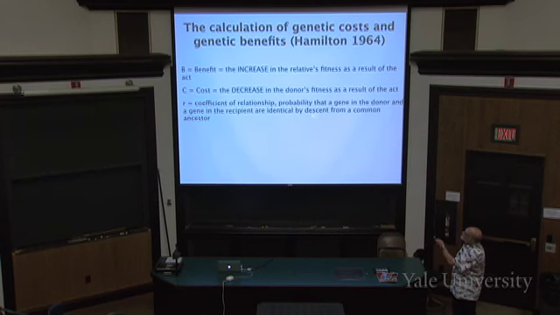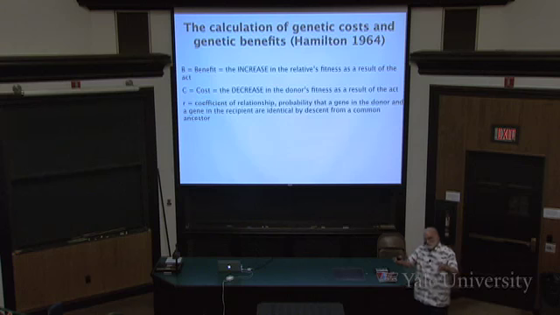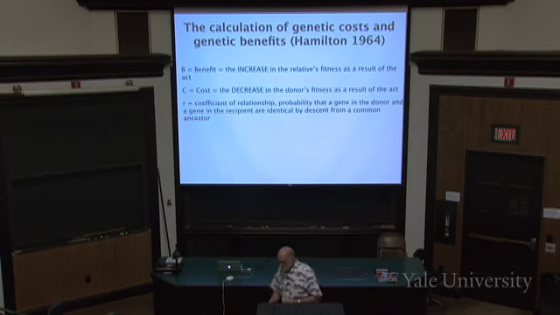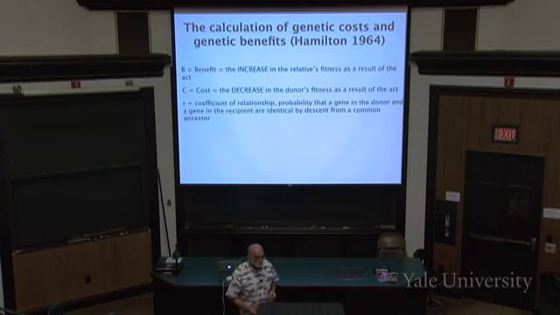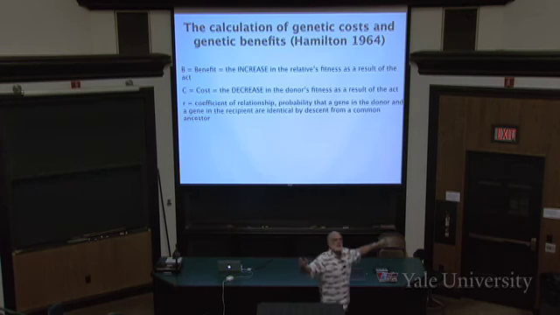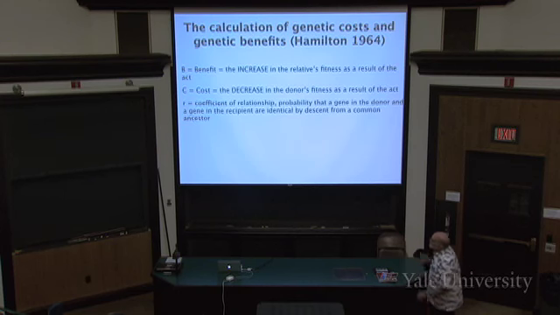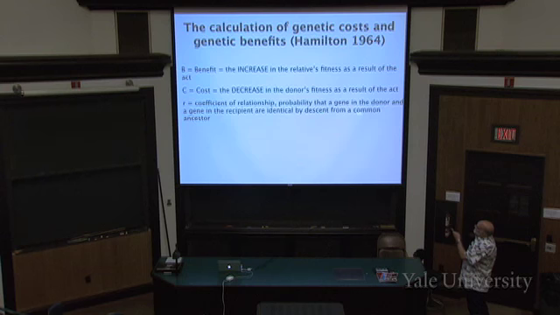R is the coefficient of relationship, so you are 0.5 related to full sibs, 0.5 related to mom, 0.5 related to offspring, then calculating out 0.125 to first cousins and things like that. That's what R is. And that is calculated as the probability that a gene in the donor and a gene in the recipient are so-called identical by descent from a common ancestor. So R varies between 0 and 1.